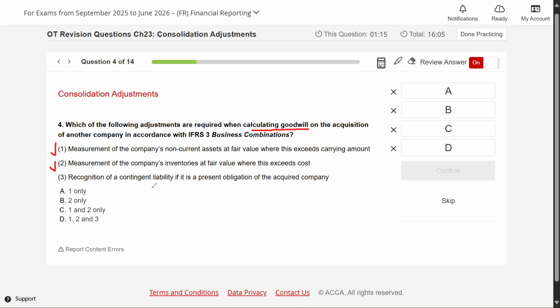So that would be made part of the goodwill. The recognition of a contingent liability if it is a present obligation of the acquired company. There is a contingent liability in the subsidiary company, and it's a present obligation. So we would also recognize that as a liability. So all the three items would be included in the goodwill calculation. So the answer would be D. I hope this was easy to understand.